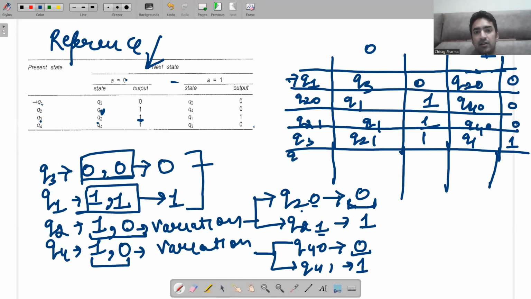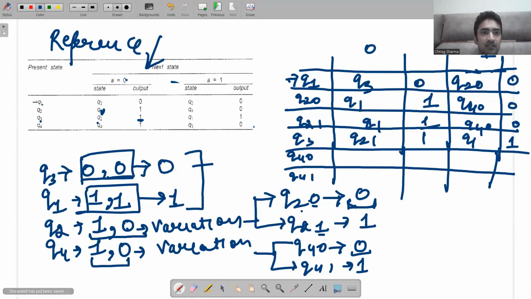Now I will write Q4 0 and Q4 1. Right. It's very simple. Q4, when it is given 0, it goes to Q4. But which version of Q4? Which is having output 1. So I will write Q4 1 1.